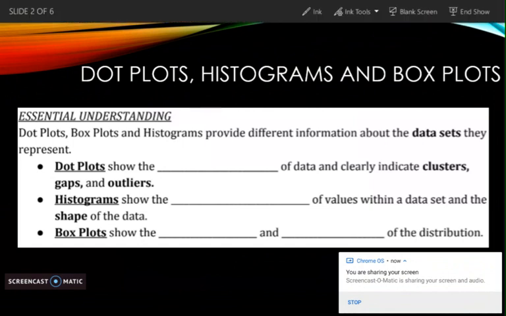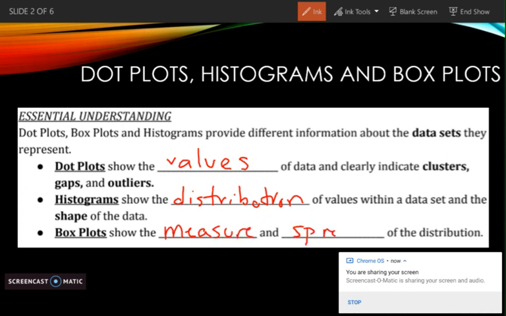So the first one we're going to look at is a dot plot, and dot plots show the values of the data and clearly indicate any clusters, gaps, and outliers. Histograms show the distribution of the data within a data set and the shape of the data. And then lastly, box plots show the measure and spread of the distribution.